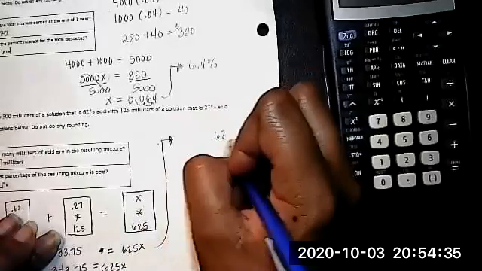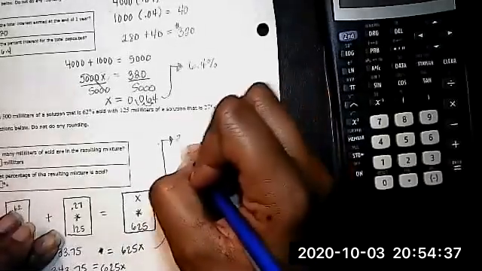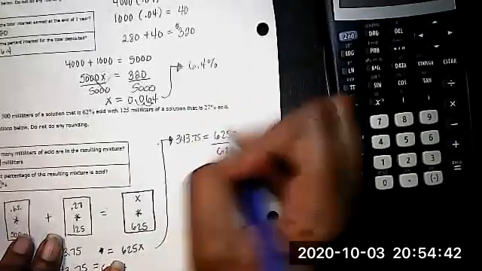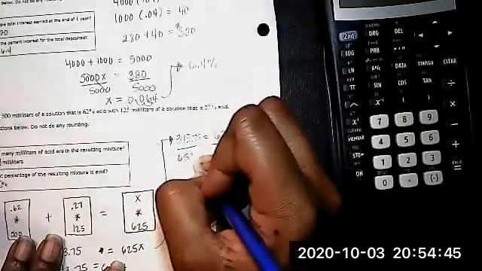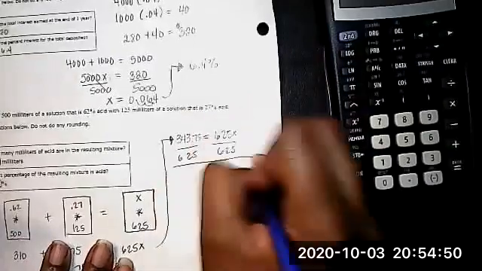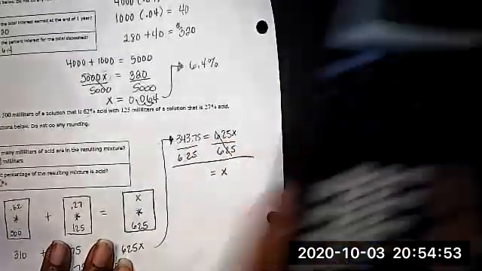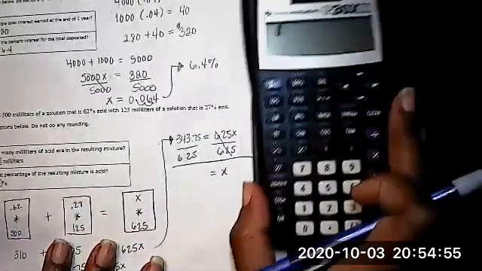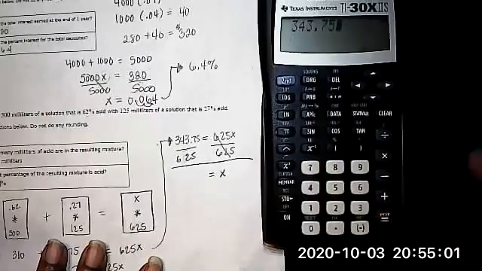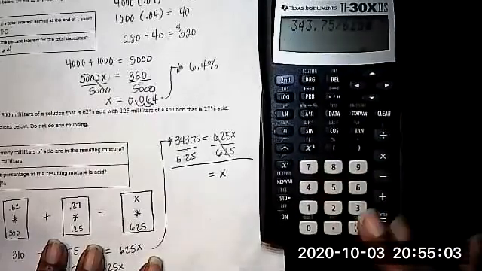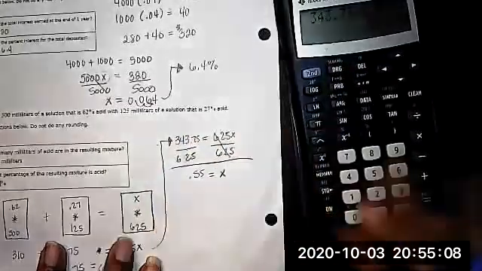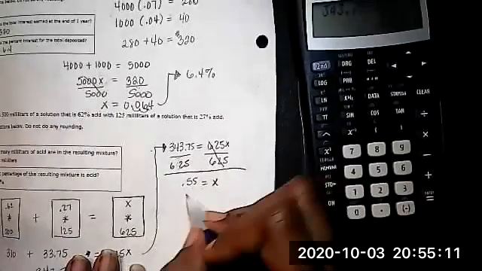If you have 625x and 343.75, and you're trying to get x by itself, we have to divide to get this 625 away. So x is going to be equal to 343.75 divided by 625. We get 0.55. 0.55 represents the percentage.